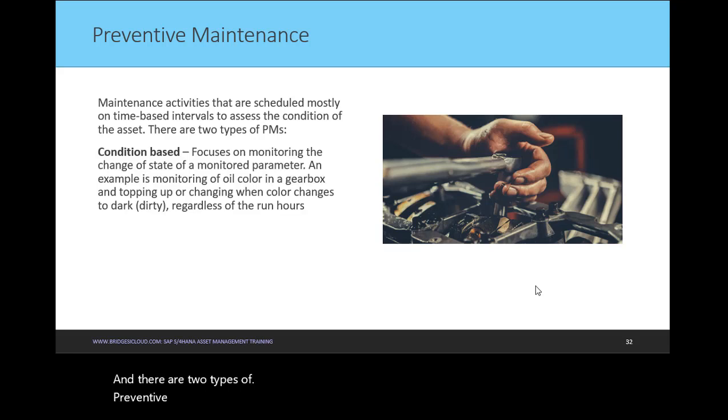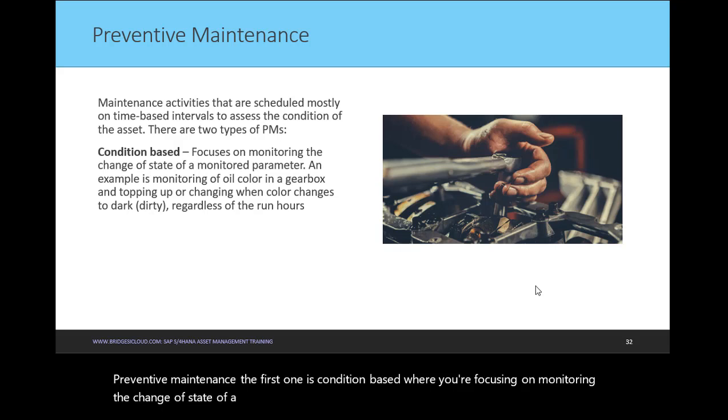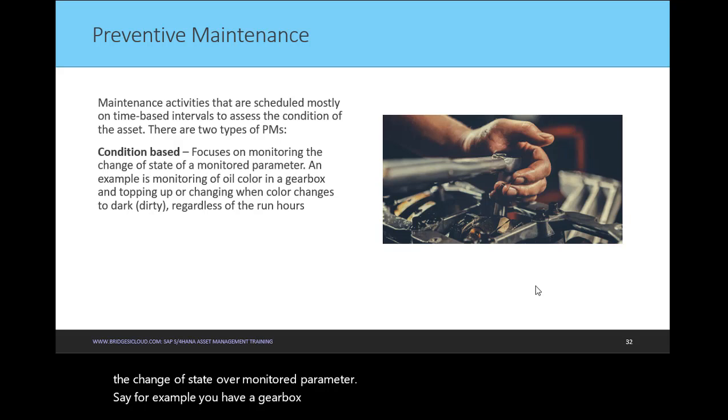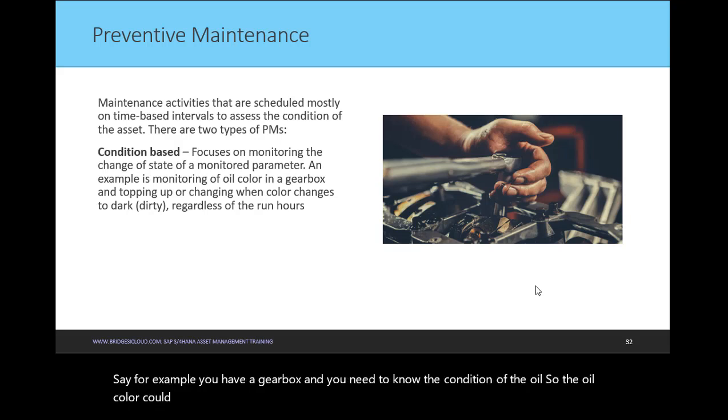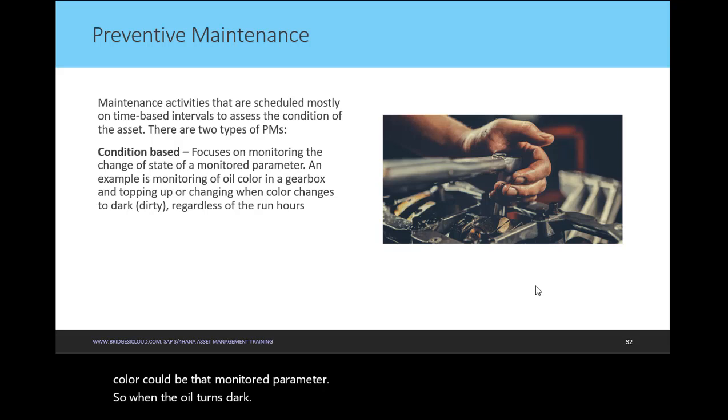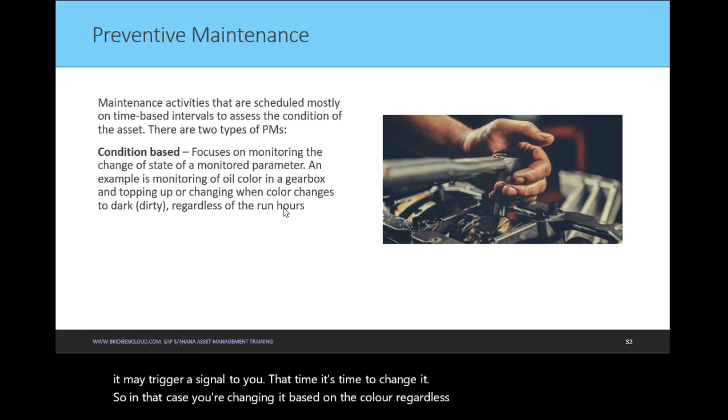The first one is condition-based, where you're focusing on monitoring the change of state of a monitored parameter. Say, for example, you have a gearbox and you need to know the condition of the oil. So the oil color could be that monitored parameter. So when the oil turns dark, then it may trigger a signal to you that it's time to change it. So in that case, you're changing it based on the color, regardless of the run hours.